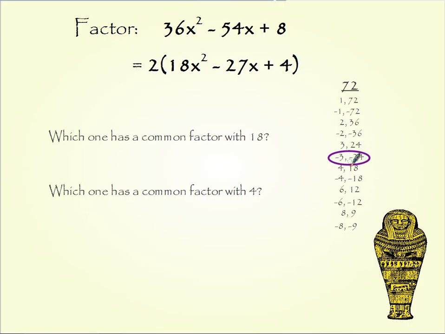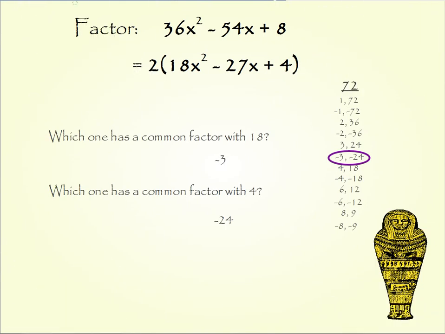Which one of these factors, out of the negative 3 and the negative 24, has a factor in common with 18? They both do. All three of these can be divided by 3. However, 4 doesn't have a common factor with both of them. It shares a common factor with negative 24 only.